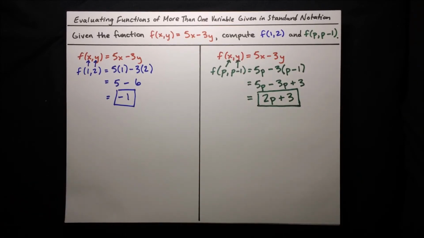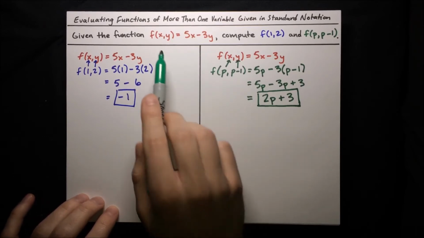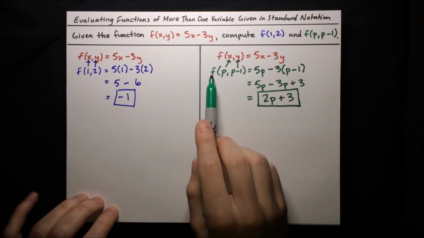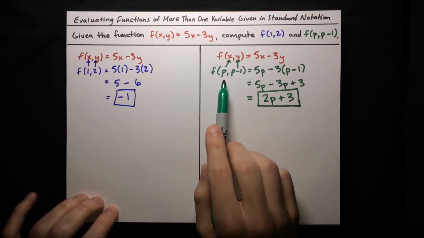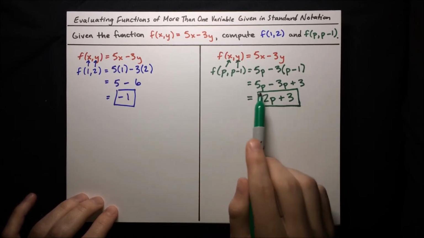An interesting thing to point out here is that f has two inputs, x and y, but when we express x and y in terms of a single input, p, then f just becomes like a single variable function. x and y are both expressed in terms of p here, and then the final output just depends on p.